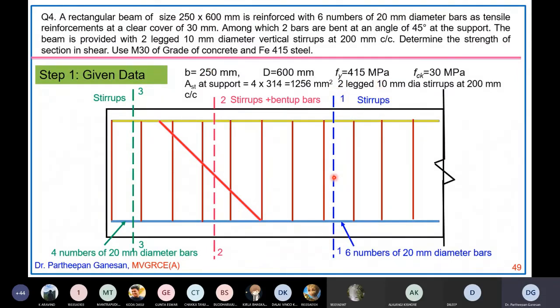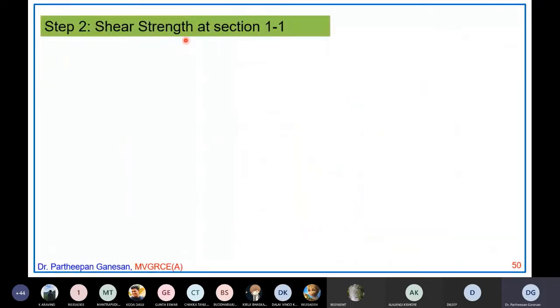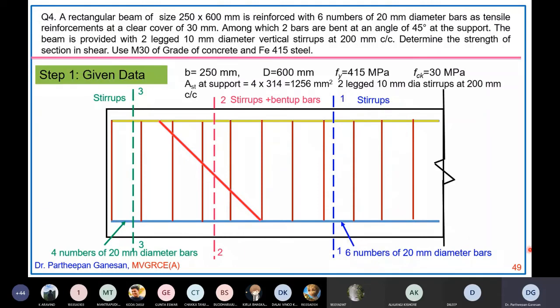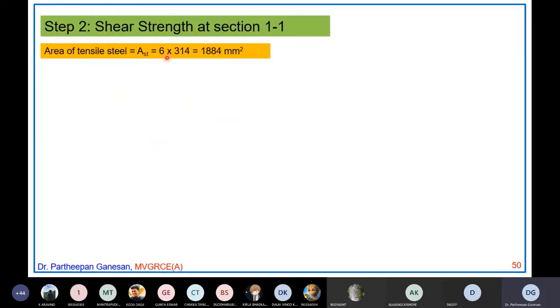this beam. So at section 1, as we told, stirrups only are there plus concrete. At section 1, the area of tensile steel is how much? 6 numbers of 20 mm diameter bar. Please pay careful attention. At section 1 I have 6 numbers of 20 mm bar, that is the tensile bar. So I have 6 into 314, 1884 mm square is the AST. Because I have provided this much reinforcement, I can easily find out from table 19 the shear strength of concrete.